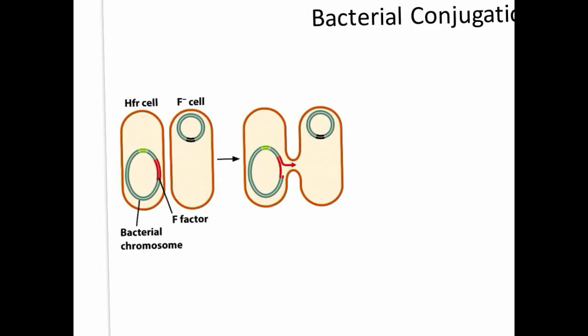During conjugation, a pilus forms from the HFR cell that builds a physical contact with the F- cell. And then, starting at the fertility factor origin, the bacterial chromosome is replicated through a process called rolling circle replication, where replication begins at the origin, indicated by this arrow, and continues along the bacterial chromosome. And as replication is occurring, a single-stranded DNA copy is then transferred through the pilus to the F- recipient cell.